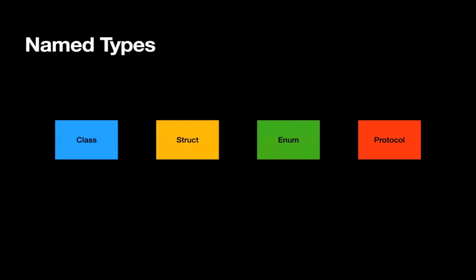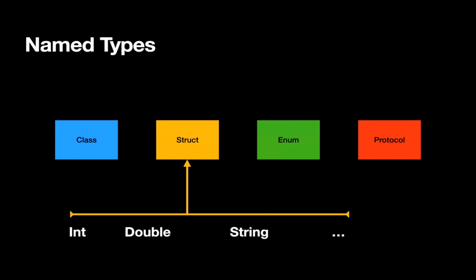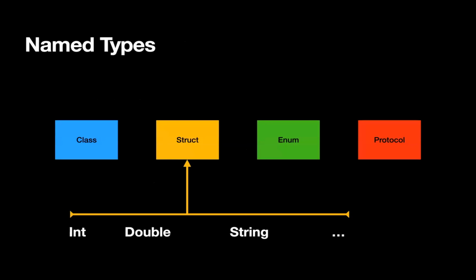Named types are a bit more complex. There are four named types in Swift: class, struct, enum, and protocol. So you might have a question, how about ints, doubles, strings, and some other structures? Well, all of those are structs, and they are defined in the standard library. So I think that makes the Swift type system very simple, that pretty much everything in the standard library is a struct or a protocol.